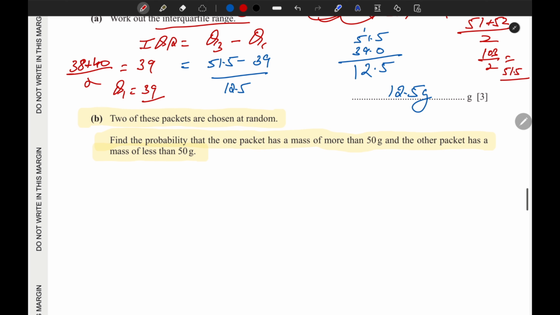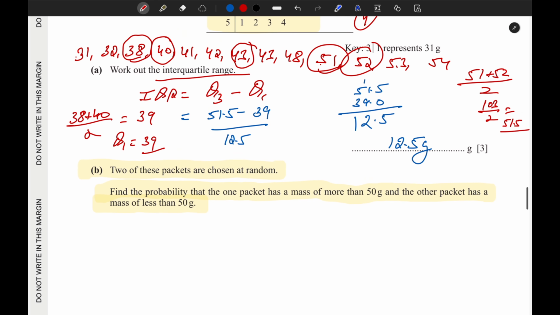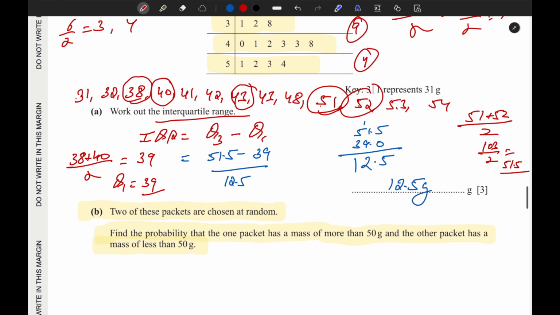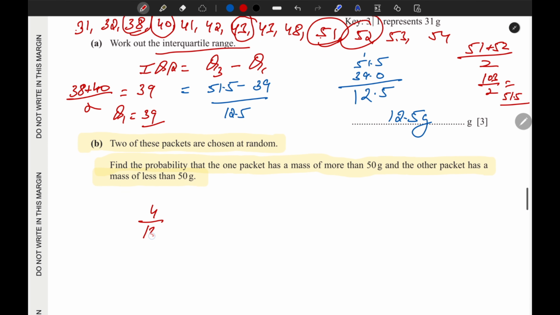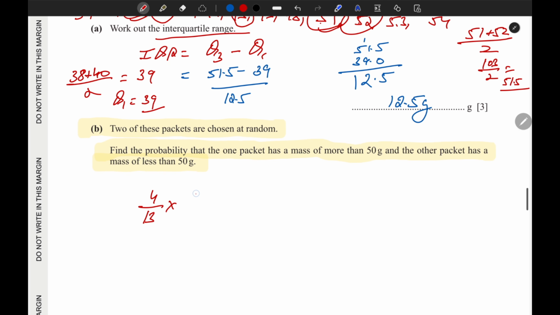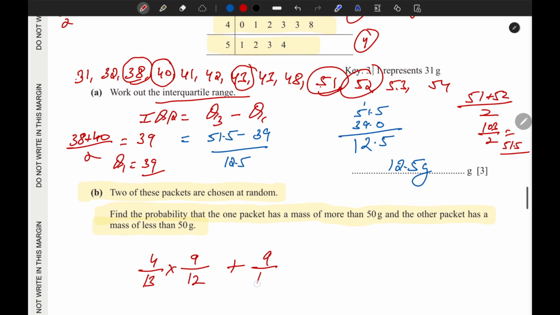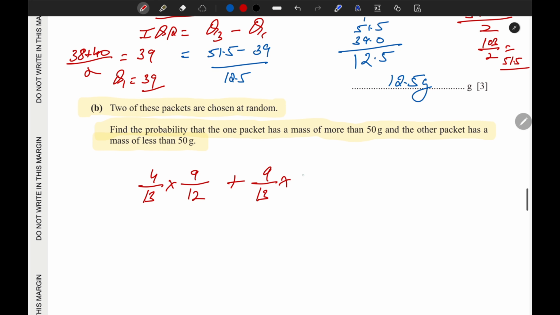So now look at the question. Find the probability that one packet has a mass of more than 50 gram. So when we are taking out the mass which is more than 50 gram, it is 4 by 13. And the other packet has a mass less than 50 gram. So this is 9, but this will be 9 by 12 because one packet we have already taken out. Now if we consider the first packet to be the mass of less than 50 grams, it will be 9 by 13, and more than 50 grams is simply 4 by 12, because one packet is already taken out. Now we have to solve this.